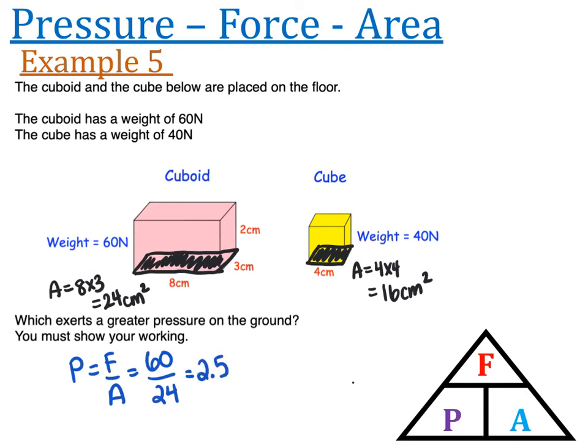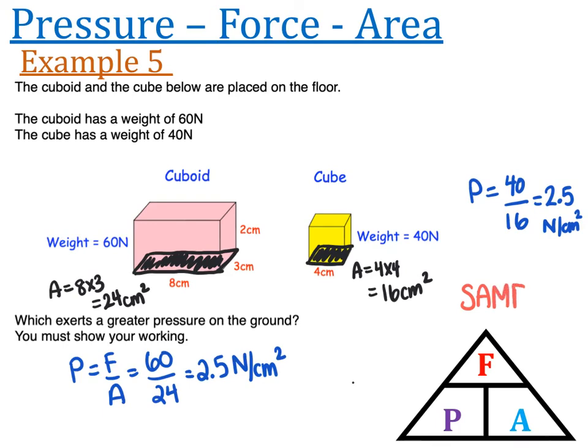We should put some units in there. Pressure is newtons per centimeter squared this time because we're looking at centimeters. In the cube, the pressure is still going to be force divided by area. So we're looking for 40 divided by 16. 40 divided by 16 gives me, oh my goodness, 2.5 as well. 2.5 newtons per centimeter squared. So the question is, which exerts a greater pressure on the ground? You must show your working, and I'm going to say they're the same. The same! Can you believe that after all that working out? Chaos.